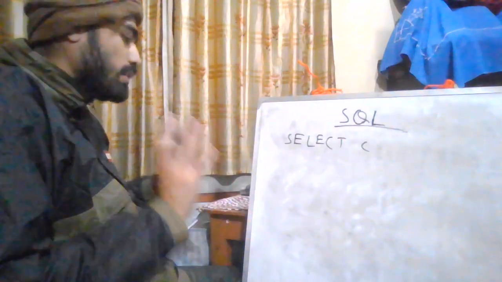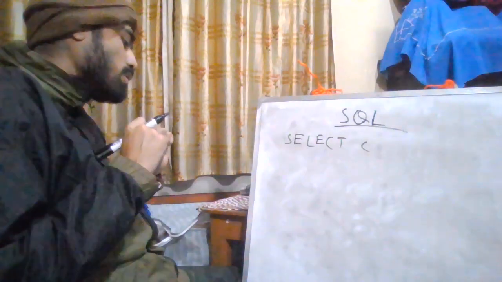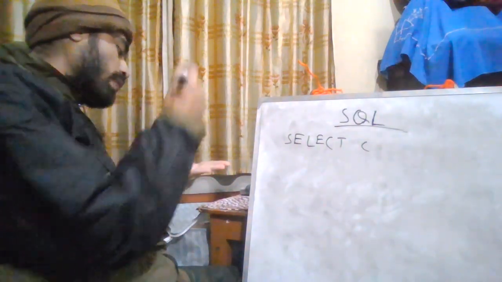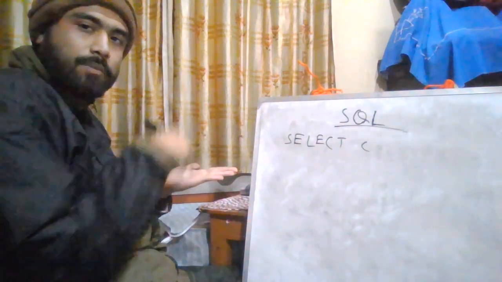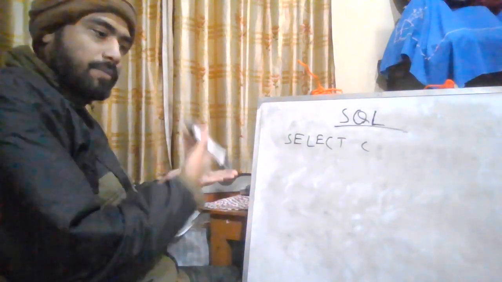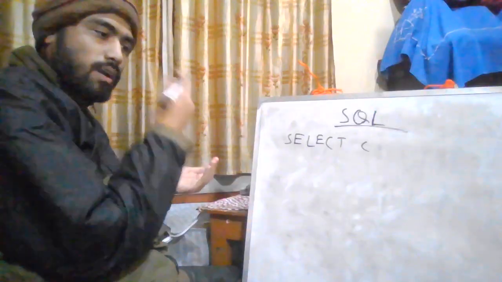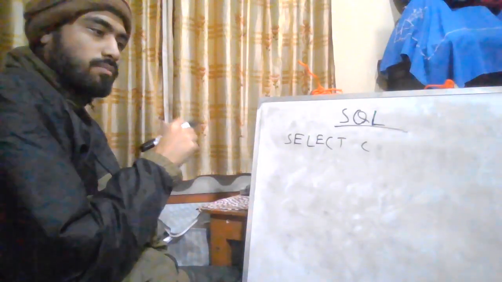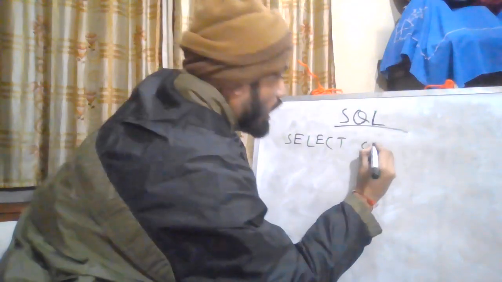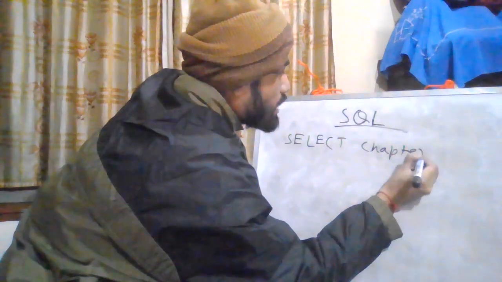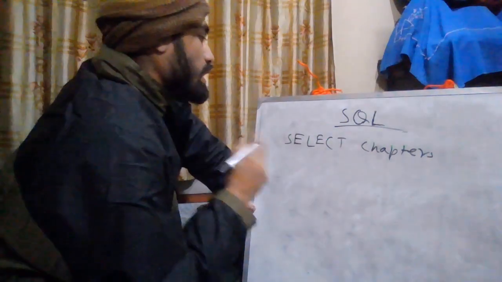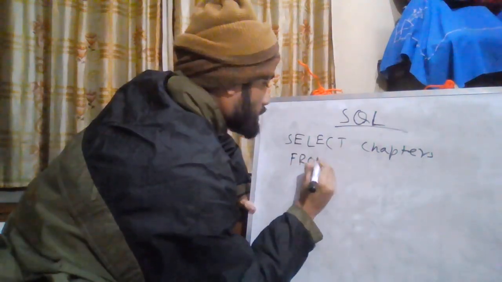So in general, in practical life, what we do is go to the index page and read the chapter names: what this book is all about, what the chapters contained in this book are, what the chapters are that this book consists of. Okay. So in that case, I want to fetch only chapter names, chapters. Select chapters from index.